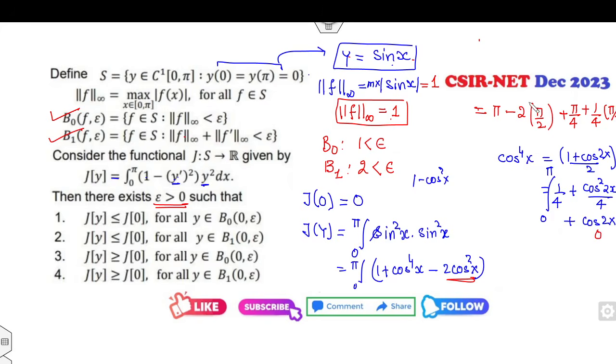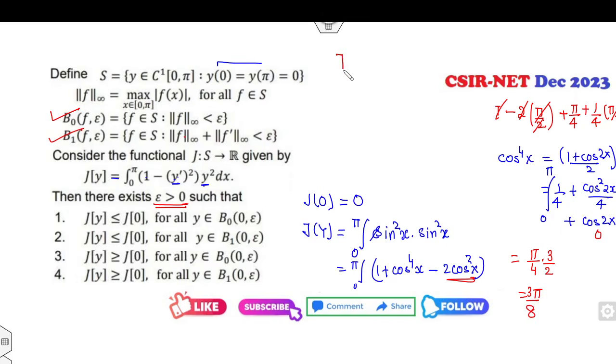So the answer, pi cancels out. So pi over 4 into pi over 4, pi over 4 is the common factor, into 3 over 2. That means 3 pi over 8. Fine. So now the conclusion is J of y is my 3 pi over 8. J of 0 is my 0. So clearly J of y is greater than J of 0.